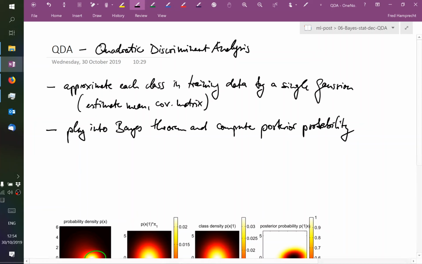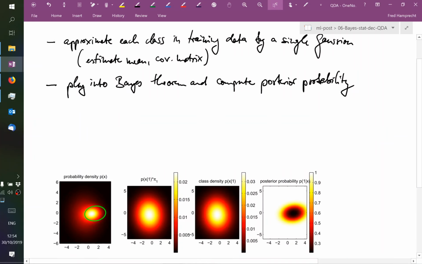Okay, actually I also need to estimate the prior, but estimating the prior is really simple. I just count out of all points how many are blue and how many are red. I think you two had a question? No?